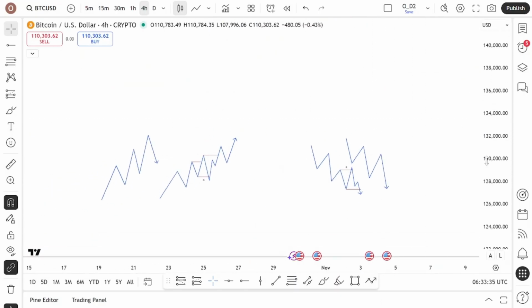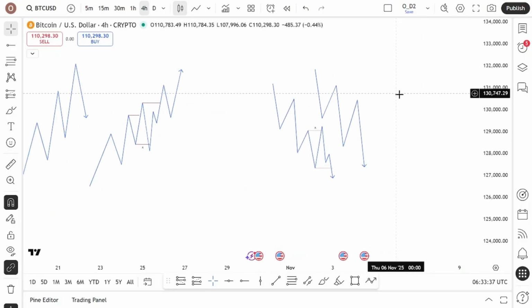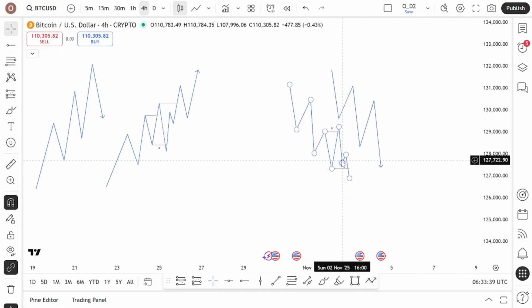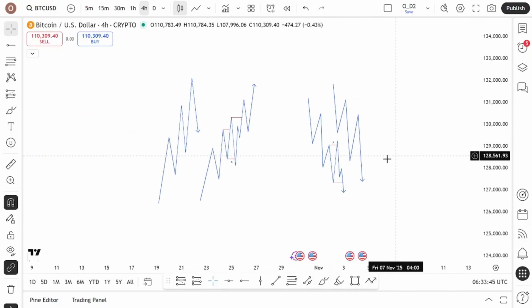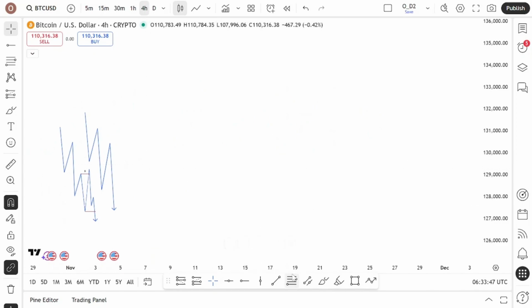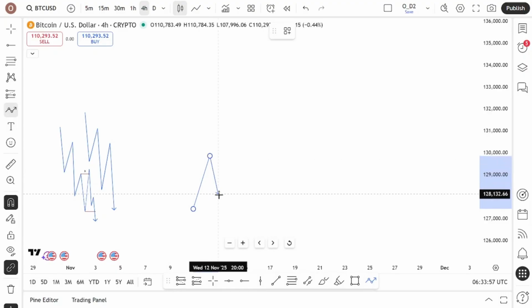So back to here. These are the major types of structures that we have. Now, structures can be complicated. There are times that you are going to be very, very confused on which direction price is really going. I mean, you might know the true direction, right? Which, let's say, is an uptrend.